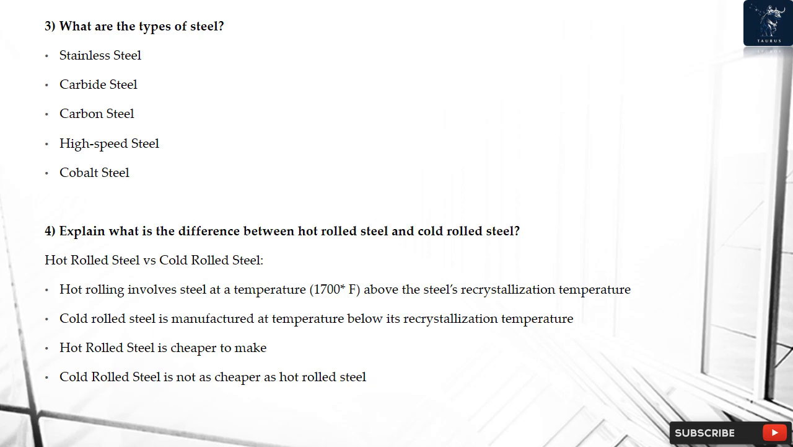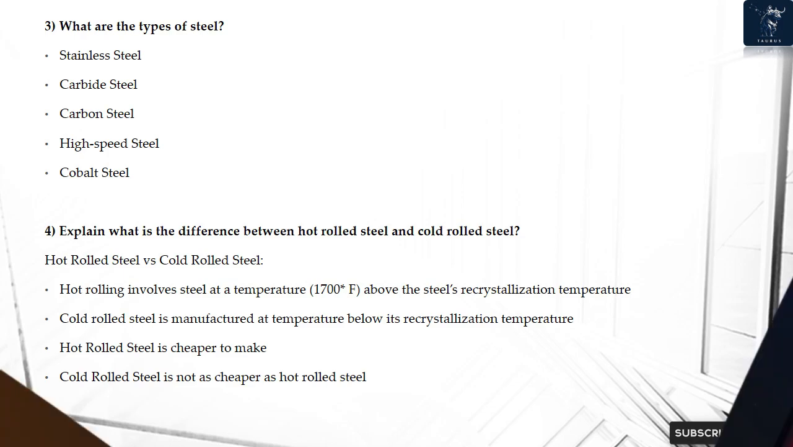4. Explain the difference between hot-rolled steel and cold-rolled steel. Hot rolling involves steel at a temperature of 1700°F, above the steel's recrystallization temperature. Cold-rolled steel is manufactured at a temperature below its recrystallization temperature. Hot-rolled steel is cheaper to make. Cold-rolled steel is not as cheap as hot-rolled steel.